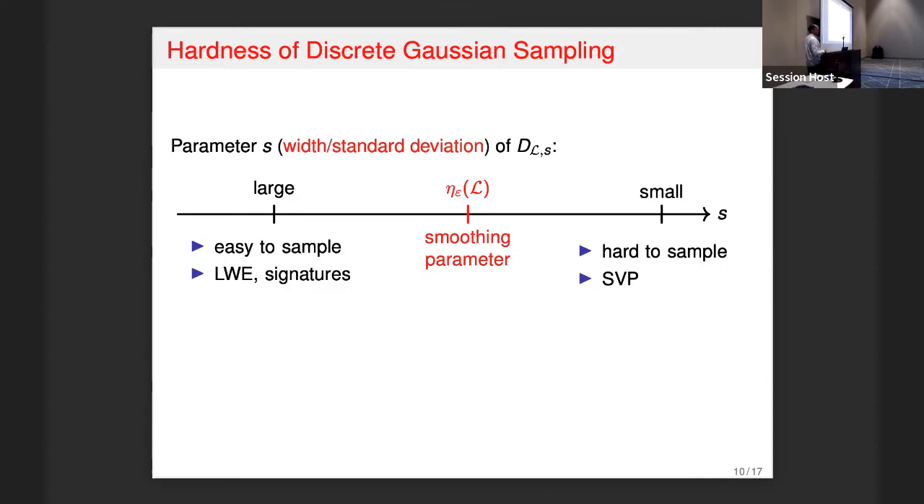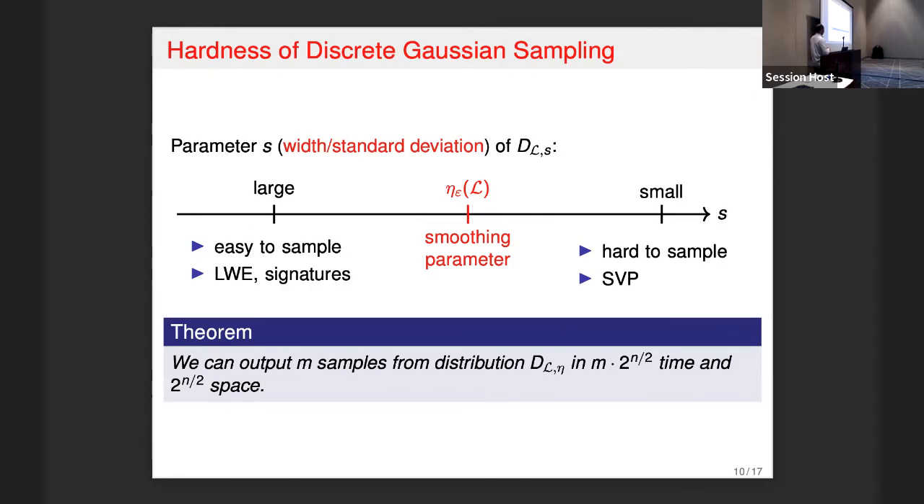The smoothing parameter is the smallest value of this width s such that if you sample a vector from a continuous distribution with width s and then take modulo L, it will be equivalent to a uniform distribution over modulo L.